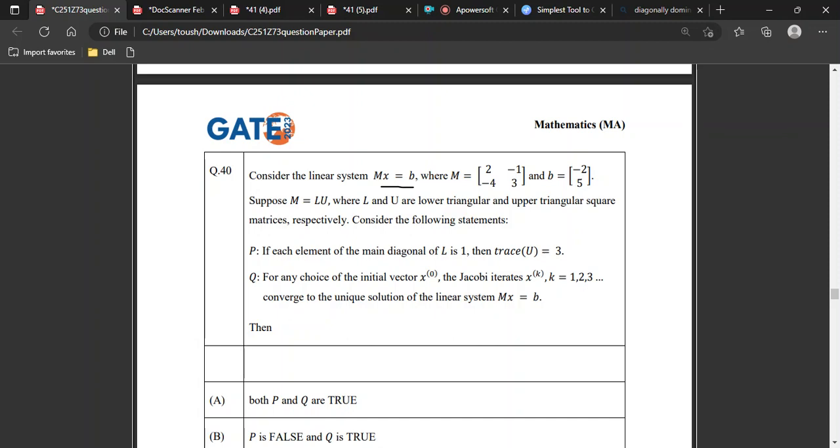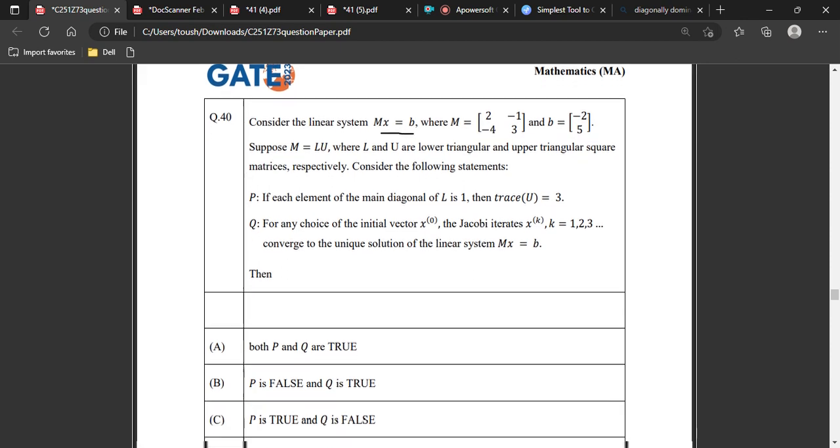Now they have also said that M is equal to LU, right? L is the lower triangular matrix and U is the upper triangular matrix. Now this says that for the lower triangular matrix L, if the main diagonal element of L is 1, then trace of U is 3. We have to verify this statement, whether statement P is true or not.